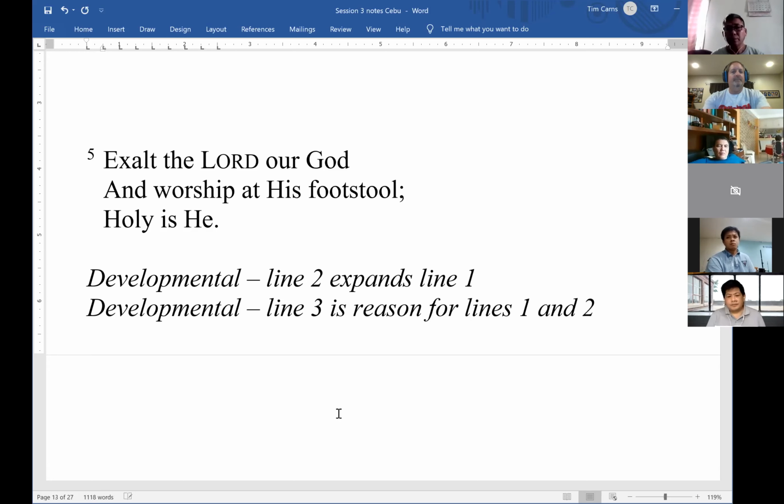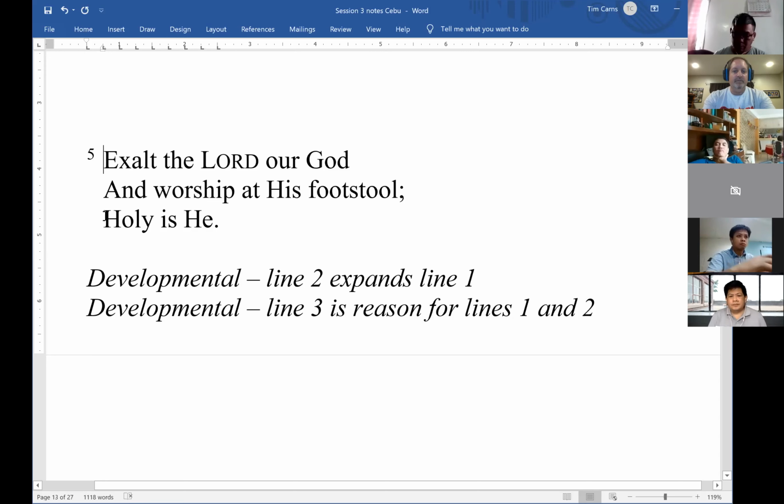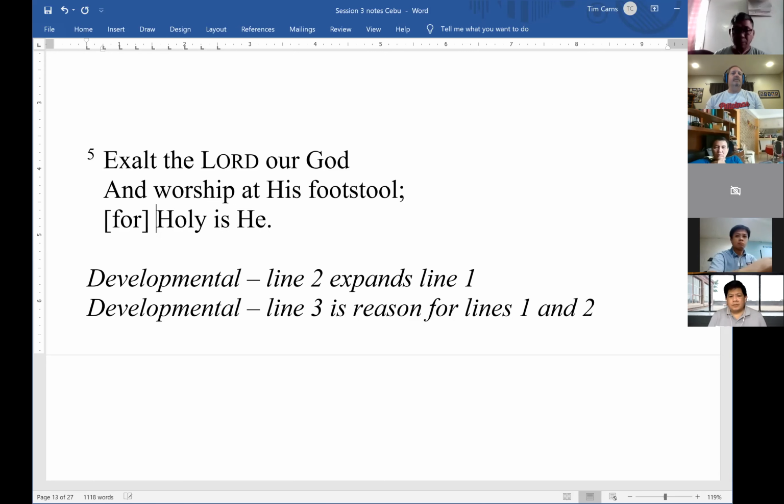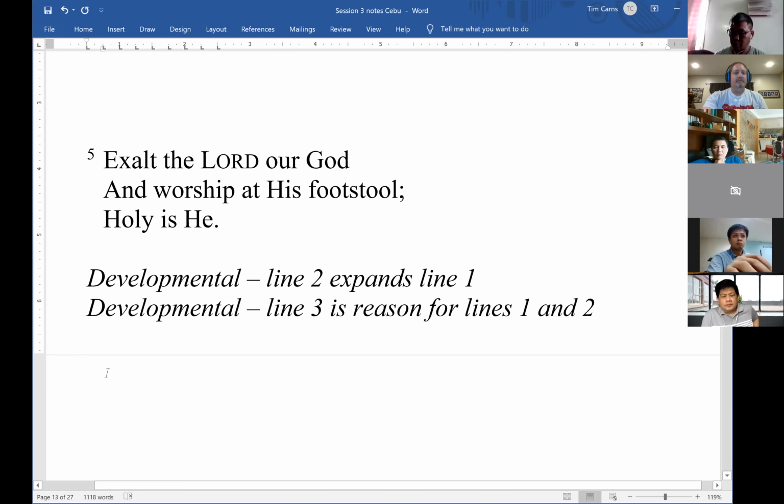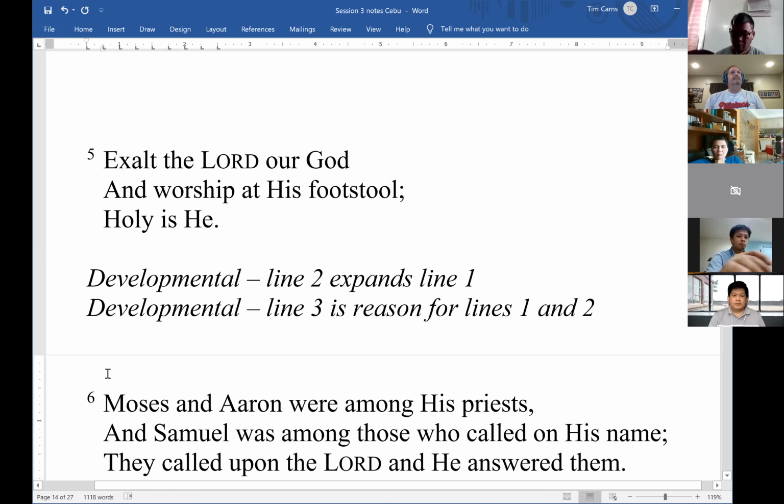You see that? Exalt the Lord our God. And then he adds a second command, worship at his footstool. So line 2 is definitely expanding or adding to line 1. And then line 3 is the reason for lines 1 and 2. Again, we could put in parentheses the idea: why should we exalt the Lord our God? Why should we worship at his footstool? Because he is holy. Same thing we saw up above in verse 3. All right, very good. Anyone have questions on that? Okay so far? You guys are doing good.